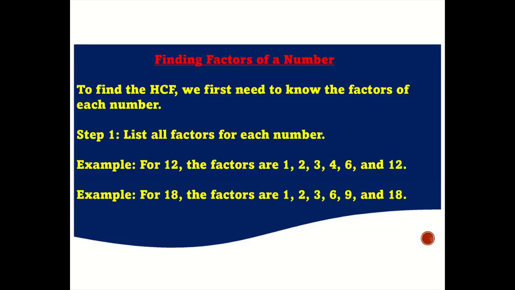Finding factors of a number. To find the HCF, we first need to know the factors of each number. Step 1. List all factors for each number. Example: for 12, the factors are 1, 2, 3, 4, 6, and 12. Example: for 18, the factors are 1, 2, 3, 6, 9, and 18.